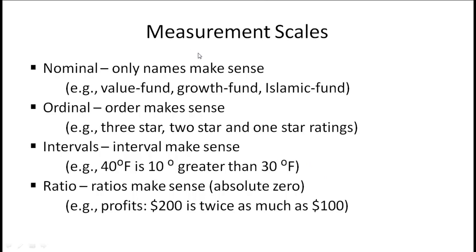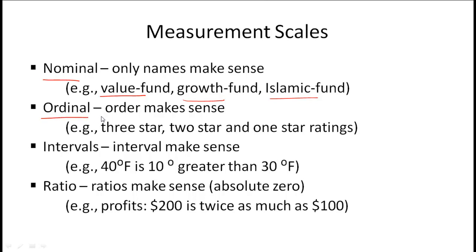Measurement scales. From an exam perspective, you just need to know these terms. A nominal scale is one where only the names make sense. For example, if we have three different funds, a value fund, a growth fund, and an Islamic fund, one is not necessarily better than the other, so there is no scaling or rating involved here. The three funds are just distinguished based on three different names, and they will each have their own characteristics. So the core point is, with a nominal distribution, only the names make sense.